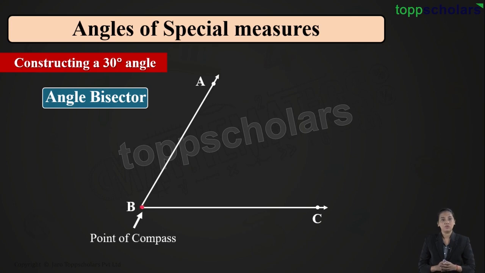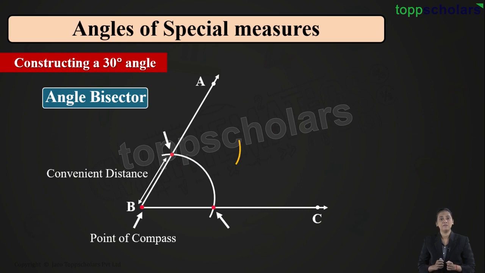So what we will do, this is the point of the compass. We will keep the compass on this point B and with a convenient radius, we will draw an arc like this. The next step, we'll keep the point of the compass on this point and we will draw an arc with a convenient radius. We will keep the point of the compass on this point and draw an arc like this. With the same distance, we'll keep the compass on this point and we will draw an arc.